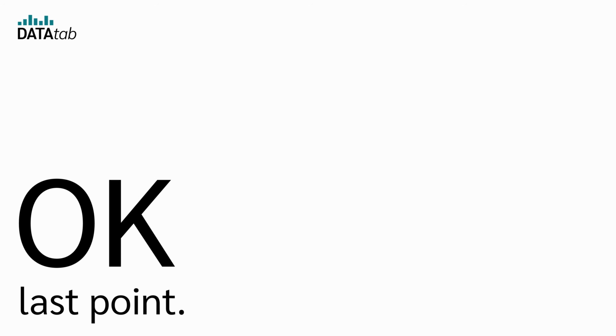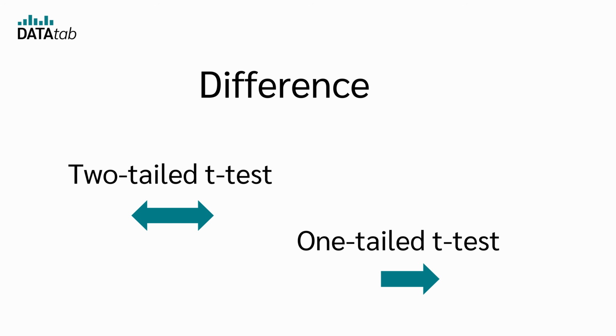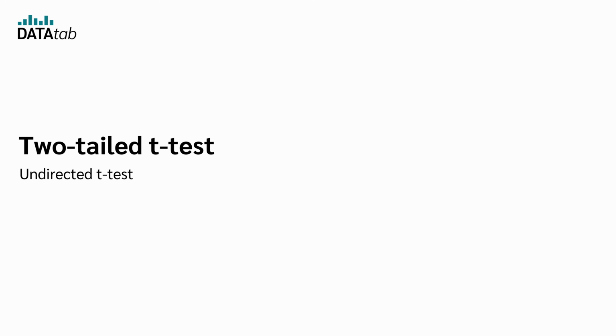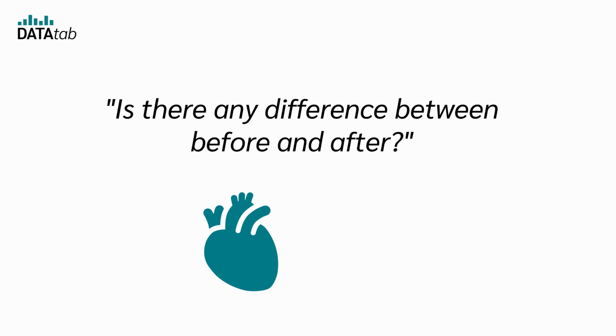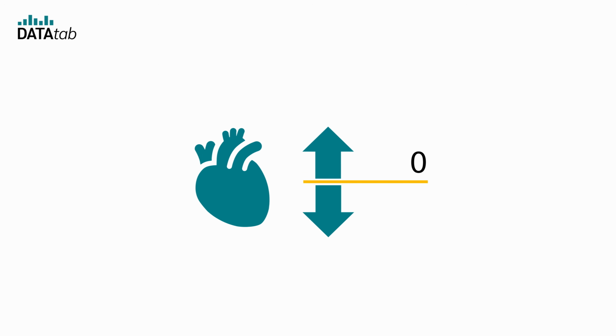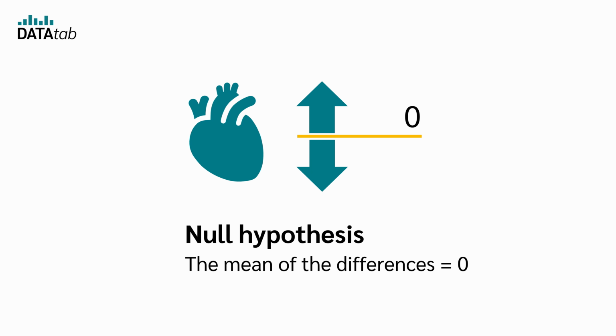Okay, and now the last point. What is the difference between a two-tailed and a one-tailed t-test? Two-tailed t-test, also called undirected t-test. Here you can ask in general, is there any difference between before and after? You don't know whether blood pressure is rising or falling, you just want to know whether anything has changed at all. The null hypothesis is the mean value of the differences is 0.